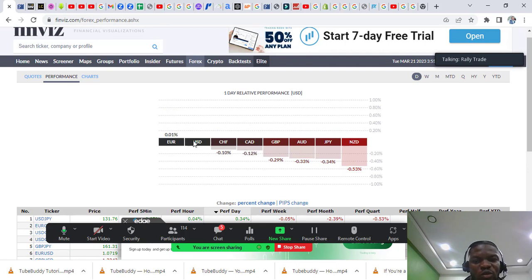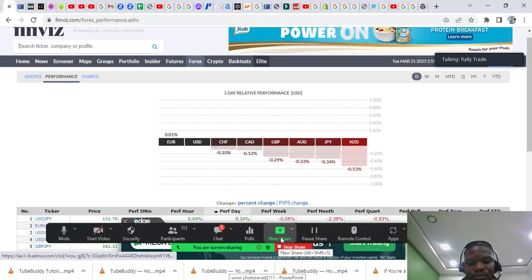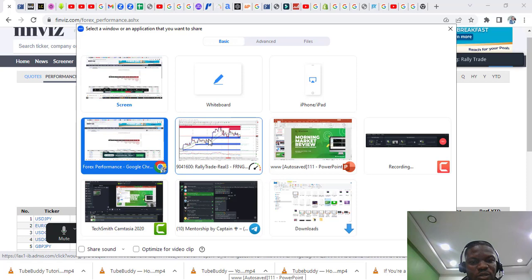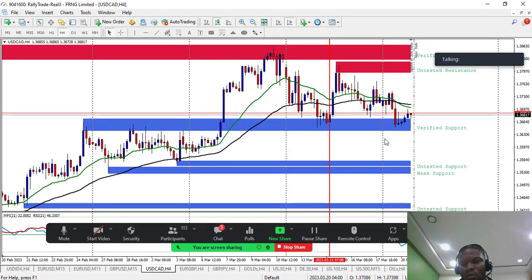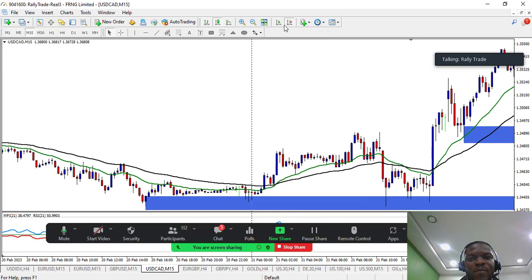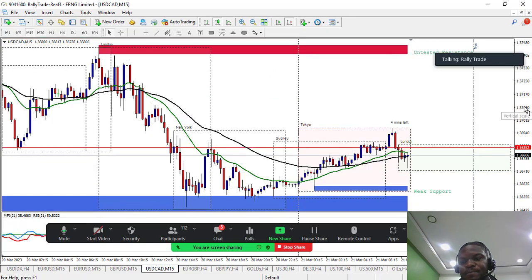The currencies towards the left are the strong currencies, and the currencies towards the right are the weak currencies. This is a daily performance. For this moment, the USD is ahead of the CAD. So let me go back to my chart. Having seen that, I'll go down to the 15 minutes time frame right now.